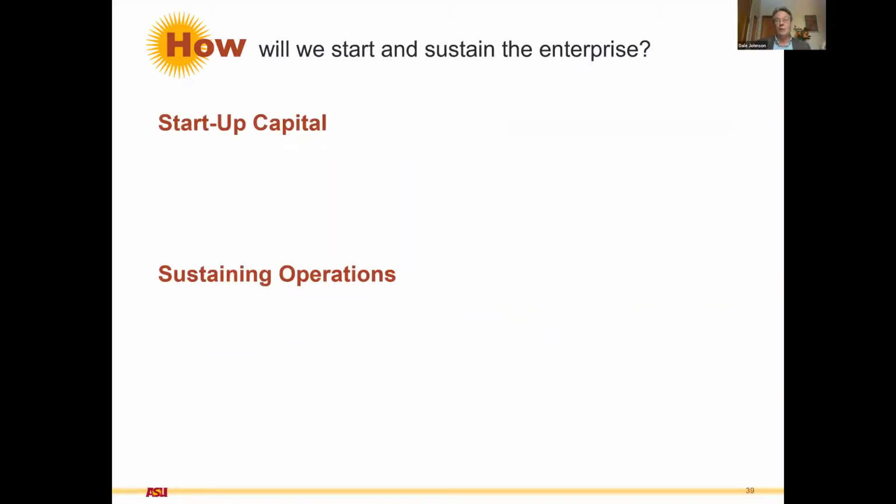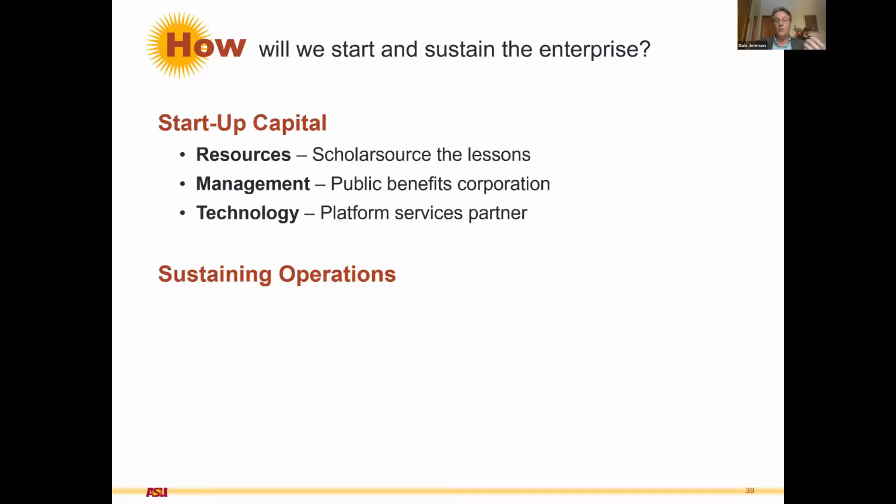So we need startup capital. We need to think about those resources for the scholars who are participating. Management, some type of public benefits corporation, which would allow us to avoid the problems we have when companies go from publicly held to privately held back to publicly held, and then maybe even go out of business or go bankrupt. We're trying to create stability here. We need something that'll last for the next 100 years so that we don't have the pressures of the marketplace constantly throttling the companies back and forth in and out of the space.